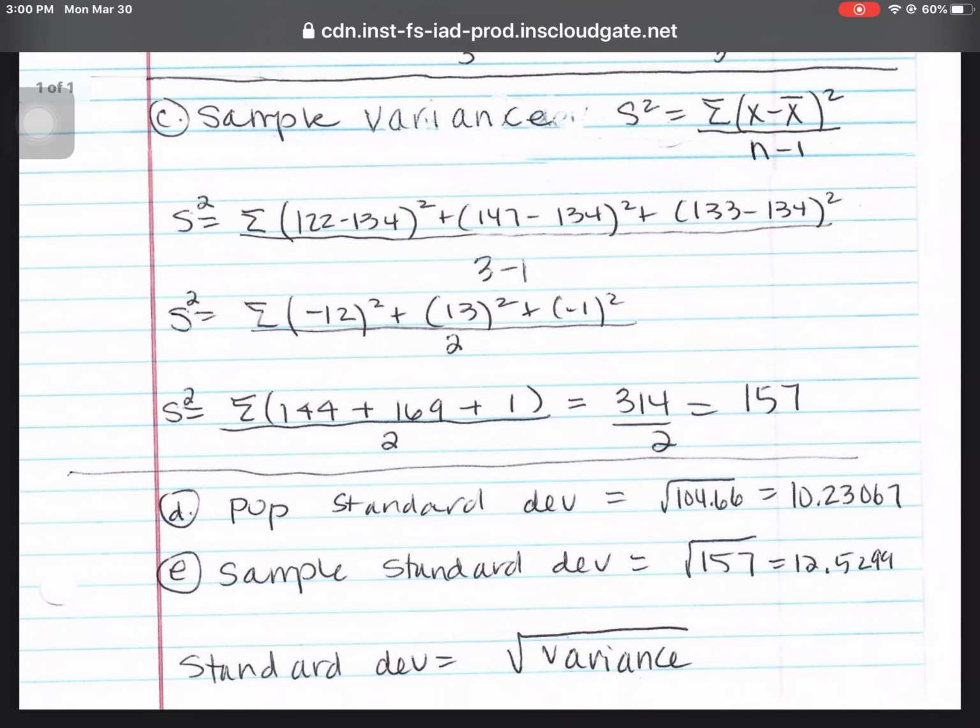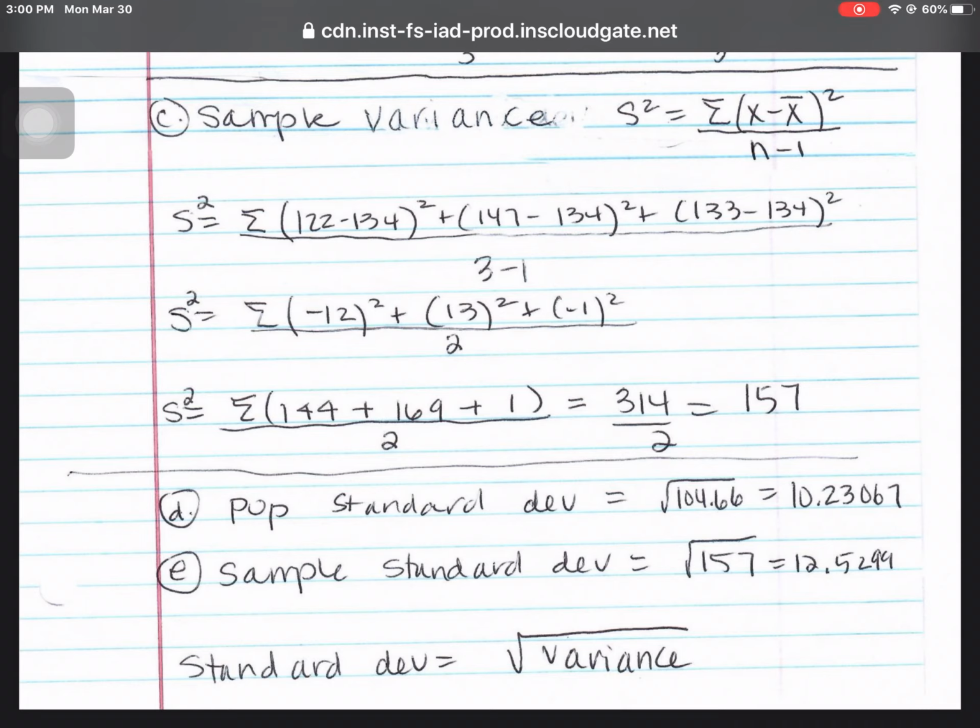The sample variance is the same thing. You divide by n minus 1 though. Okay, you divide by a different thing. N means how many numbers, so 3 minus 1 is 2. That's why the denominator is different.